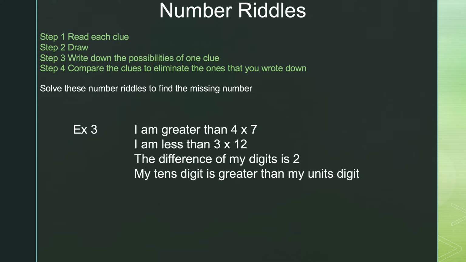Now, none of those are really very helpful on their own. So sometimes you have to use 2 clues at the same time to narrow down the possibilities. When you see operations in your clue, just go ahead and do them. So 4 times 7 is 28, 3 times 12 is 36. So you know that you're greater than 28 and less than 36, so we have about 7 numbers to choose from. So we can eliminate clue 1 and clue 2.